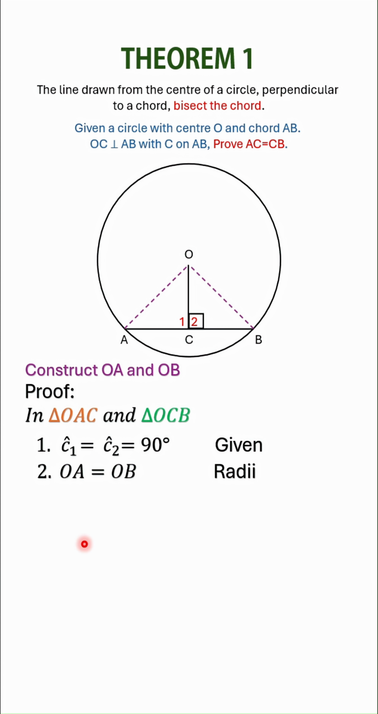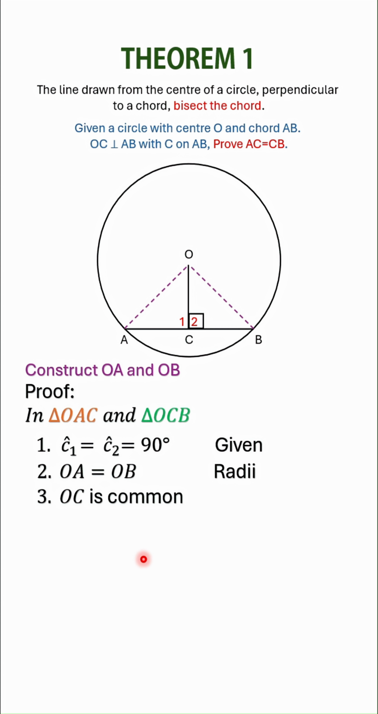The second thing is that we have constructed two lines, which are OA and OB. And these two lines are both radiuses. So radiuses have the same length. So this will therefore mean OA and OB are equal because they are both radiuses. The last point is that OC is common in both the triangles. So this will therefore mean we have proved 3 points.